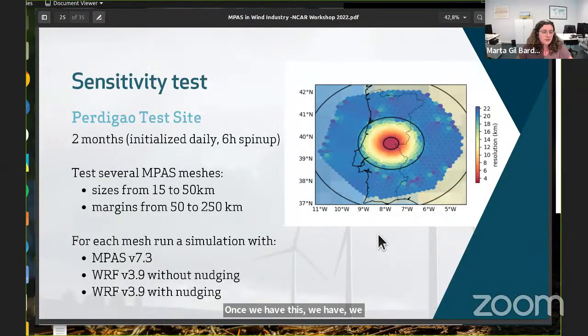implemented some sensitivity tests. The idea was to test several MPAS meshes and their equivalent WRF simulations, changing the sizes from very small 15-kilometer radius inner domains to a little bit larger 50-kilometer inner domains, and also changing the margins, like how smoothly did we change the resolution. We tested this range to see how much computer power we could save and how small could we make the meshes. We tested it at the Perdigão test site and tested for 2 months.